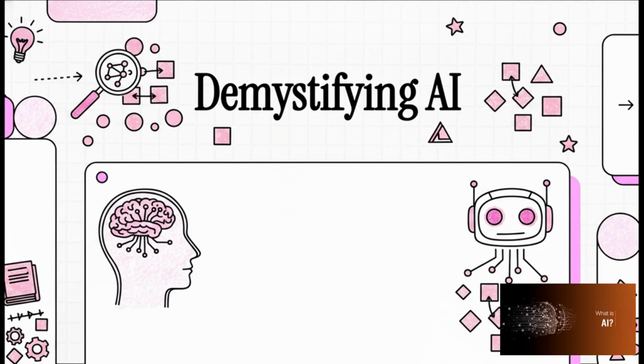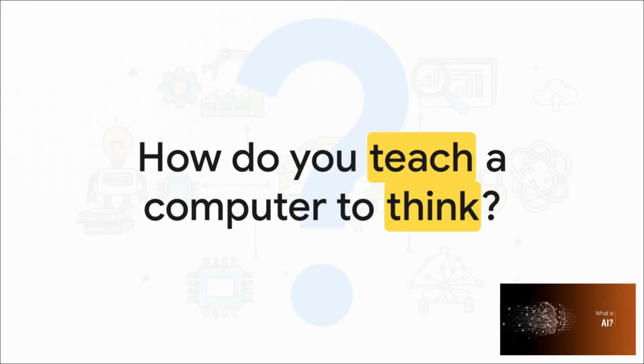Let's get started. It really all starts with one fundamental question. Think about it for a second. How do you actually teach a computer to think? Historically, computers were incredibly rigid. They only did exactly what we programmed them to do, step by painstaking step. But to teach a machine to think, we had to completely flip our approach. We have to teach it the exact same way you and I learn, through experience. It's about looking at the world, recognizing patterns, and making decisions based on those patterns.